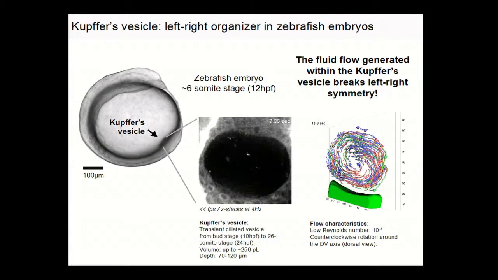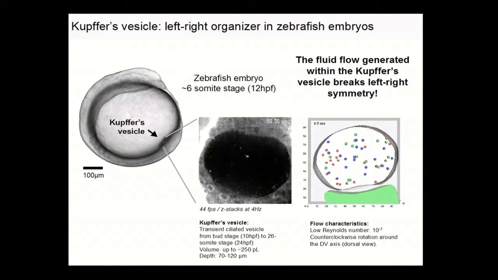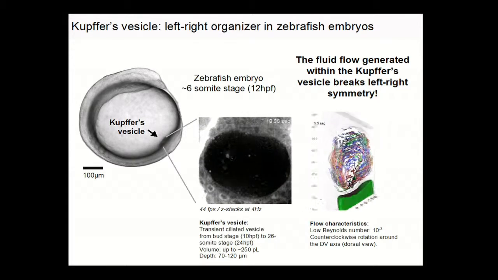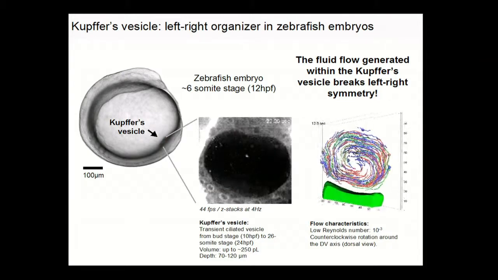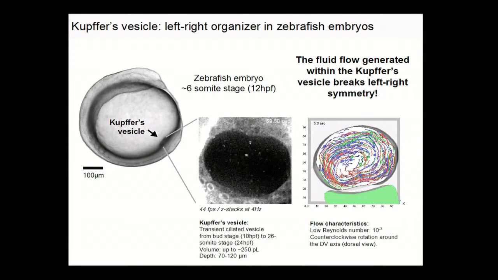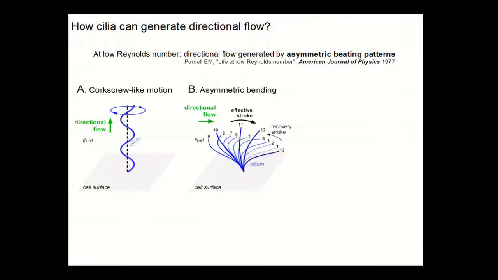So here you see the anterior-posterior axis and the left-right axis, and from this data set we display the flow that is actually breaking the left-right symmetry. So the question was how the cilia generate this flow within the Kupfer vesicle, and how you break the left-right symmetry. We know that the vesicle is full of cilia at the surface, and we wanted to know how these cilia can generate the flow.